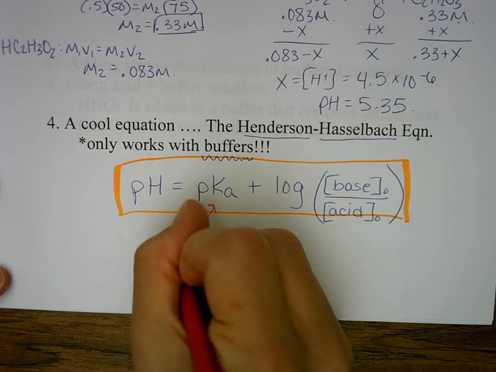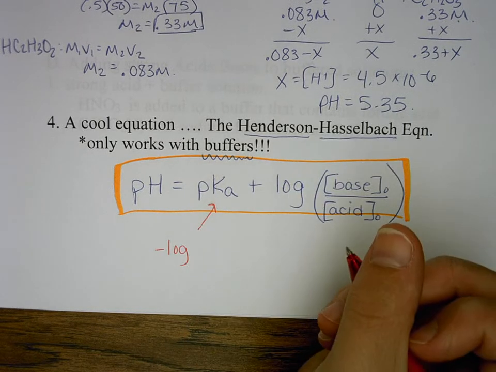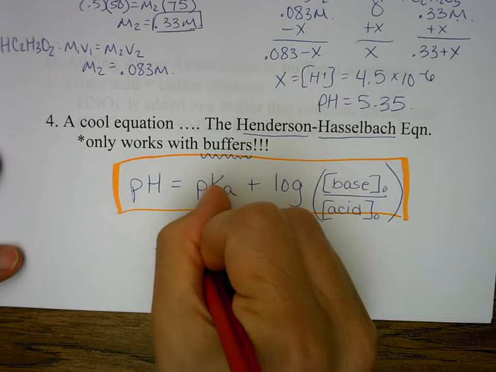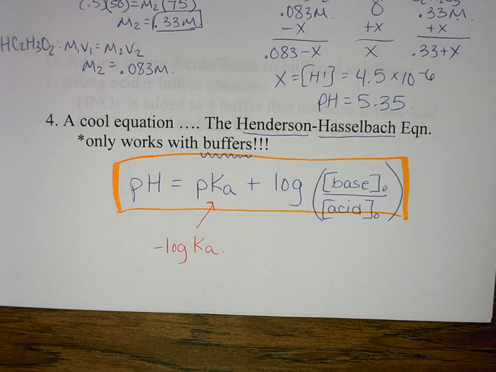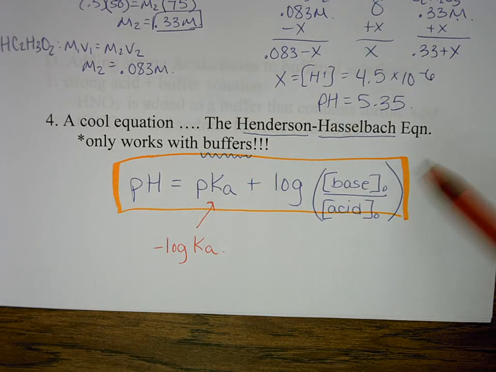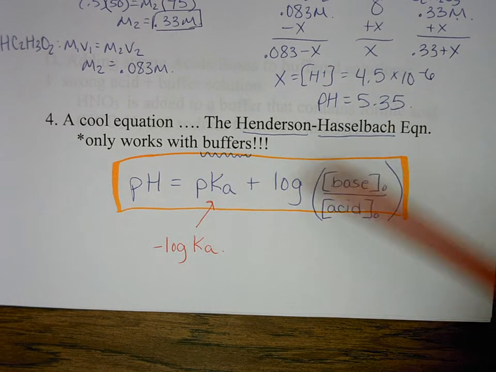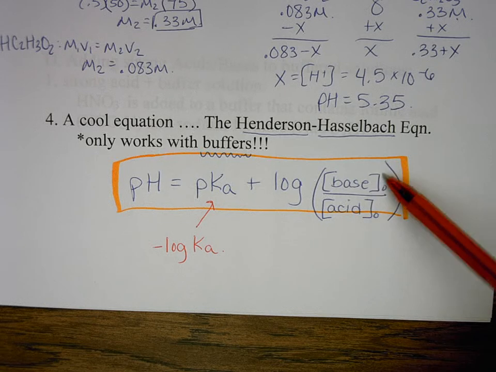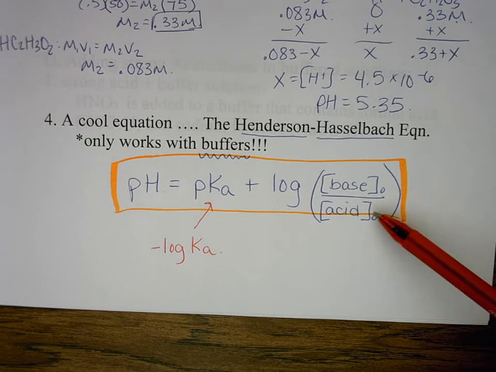Anybody? Negative log of the Ka value, which would be given to you, of whatever the acid in the solution is, plus the log of the initial concentration of the base over the initial concentration of the acid.